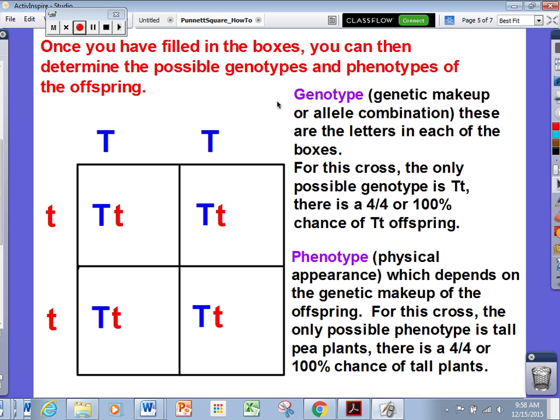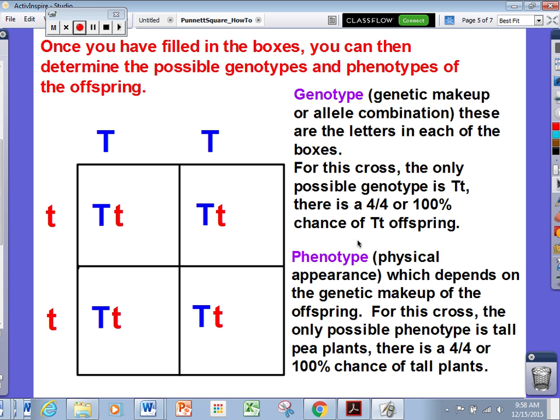And remember, the genotype is the genetic makeup or allele combination, and these are the letters that are in each of the boxes. So for this cross, the only possible genotype you can get is big T, little t. If you look at every box, it's big T, little t here, big T, little t here, big T, little t, big T, little t. So there's a 4 out of 4 or 100% chance of getting the big T, little t offspring.